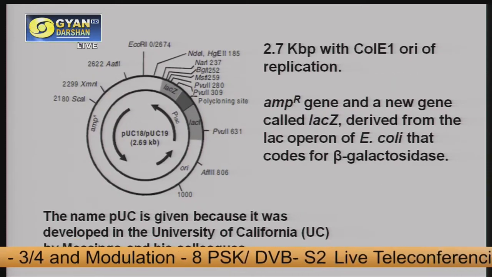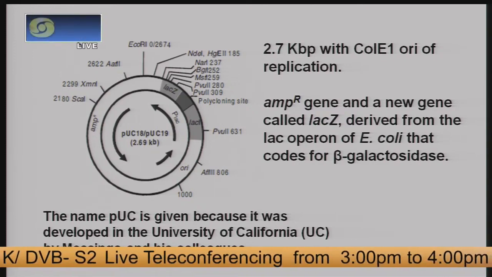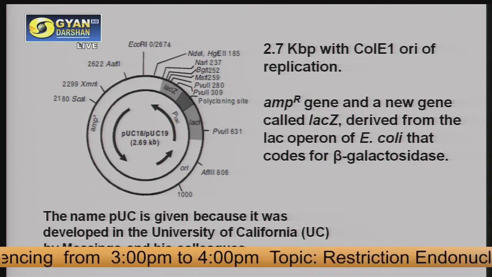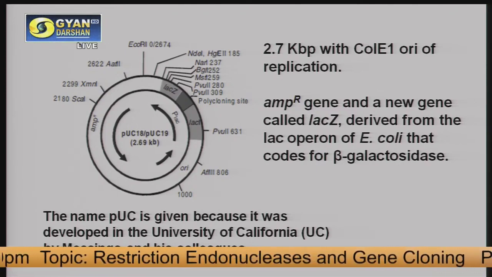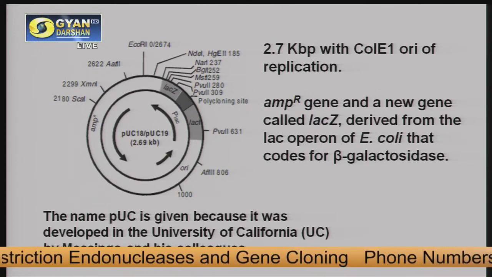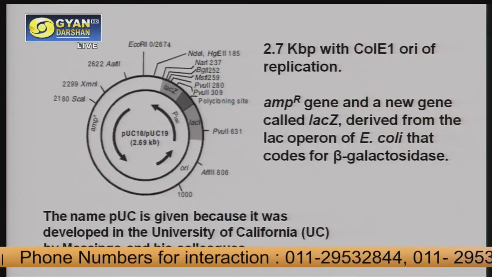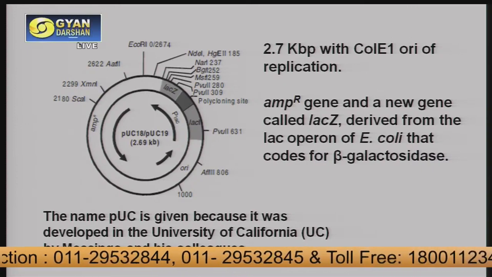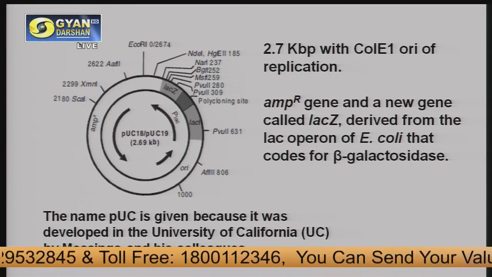Now, we take one representative vector backbone like pUC. Now, P stands for plasmid, UC stands for University of California. So, this vector was designed, or developed, by the University of California by Messing and his colleagues, and therefore the vector name was given after the name of the university, that is University of California, pUC.